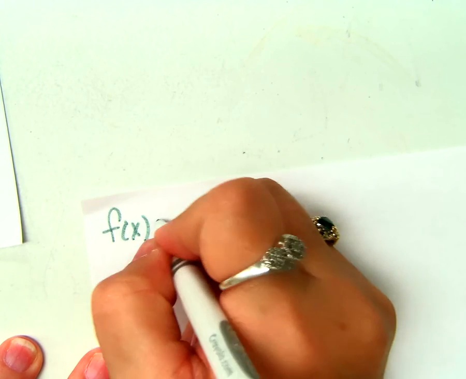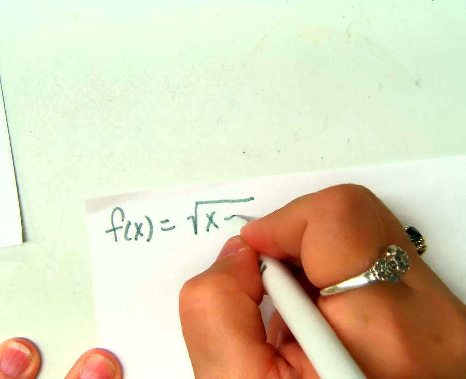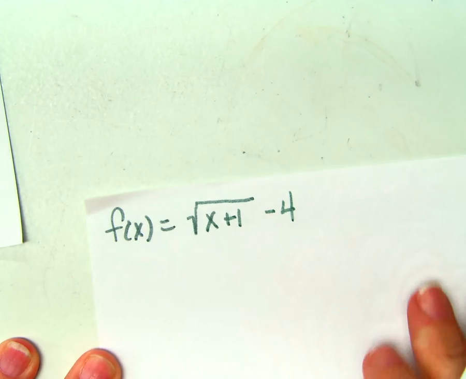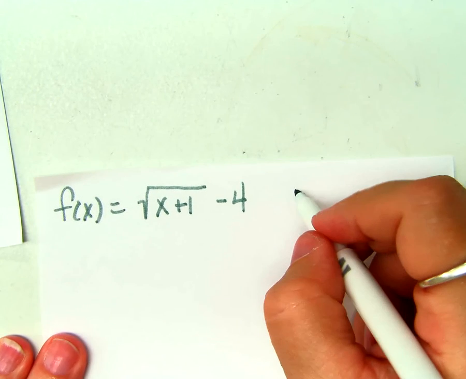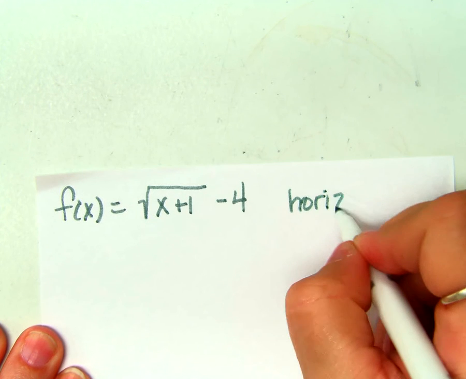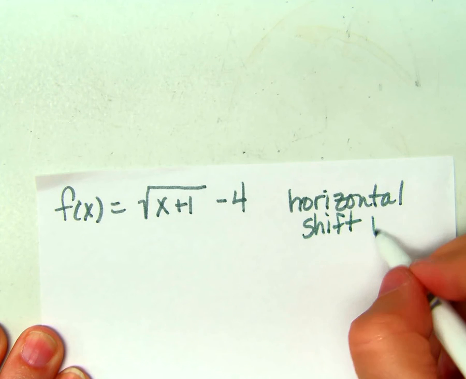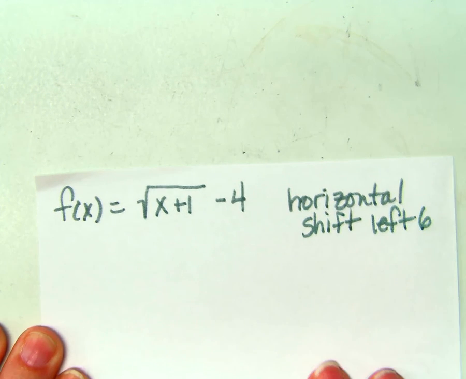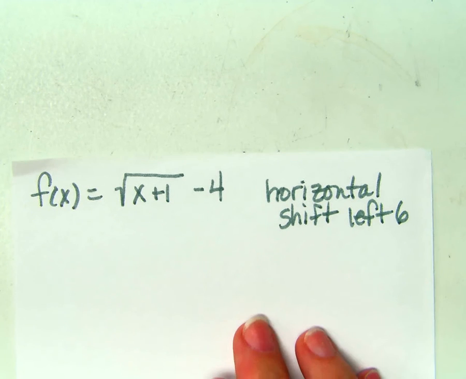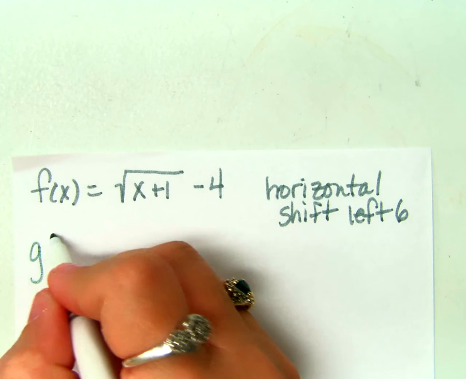F of x equals x plus 1 minus 4. And I want to have, I'm going to shake it up a little bit. I want to have a horizontal, well, we'll just do this for now. Horizontal shift left 6. Horizontal shift left 6 from this function gives me what new function?